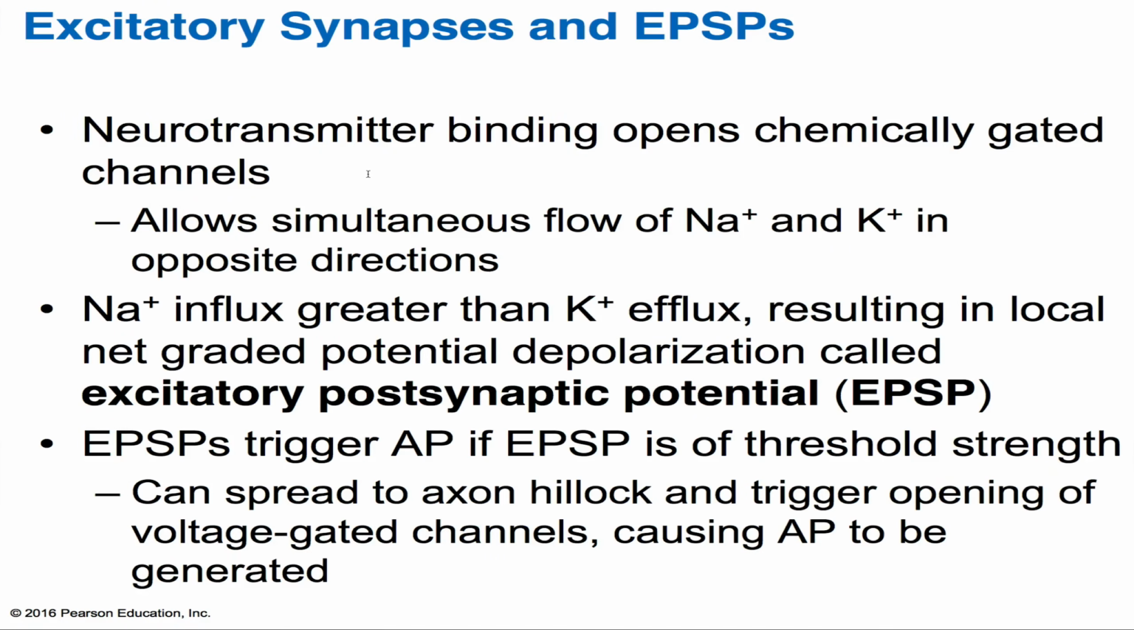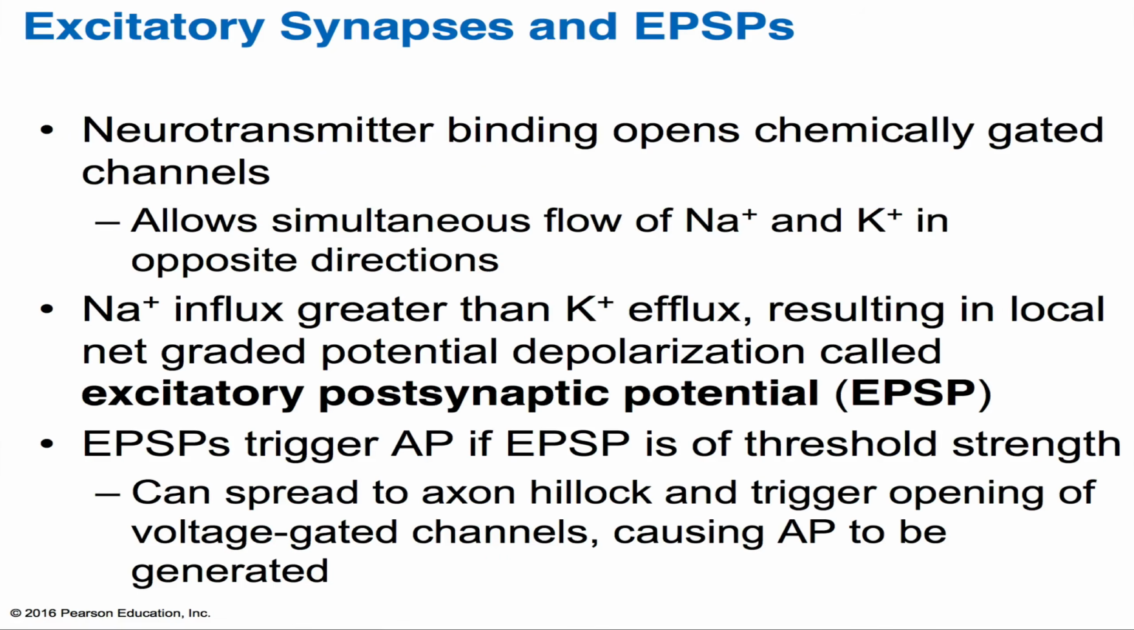When the neurotransmitters bind to the chemically gated ion channels, the gates open. This allows for the simultaneous flow of sodium into the cell and potassium out of the cell. Now remember, the electrochemical gradient for sodium is much steeper than it is for potassium. So the sodium influx is going to be much greater than the potassium outflux. Now this results in a local net graded potential depolarization that's called the excitatory postsynaptic potential, or EPSP. If enough neurotransmitters bind and depolarization of the postsynaptic membrane reaches its threshold, then an action potential will be generated.